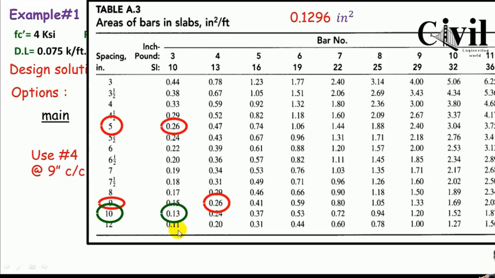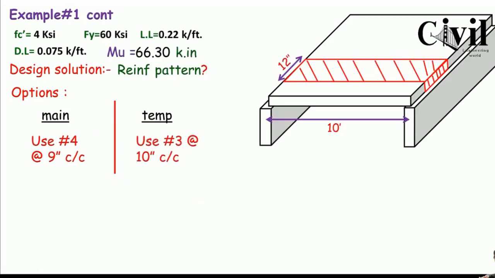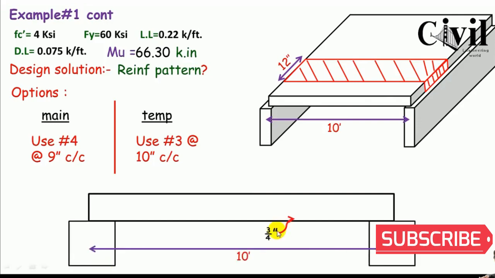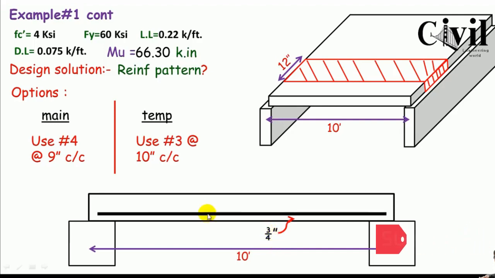So for temperature steel, number 3 bars at the rate of 10 inches center to center will be the required temperature steel bars. If we take the cross section and finalize our design, here 3 by 4 is the clear cover of the bars. This is the main bar, which is number 4 at the rate of 9 inches center to center. And in case of temperature bars, we have number 3 at the rate of 10 inches center to center. So this was our final design that we have calculated by using various formulas.